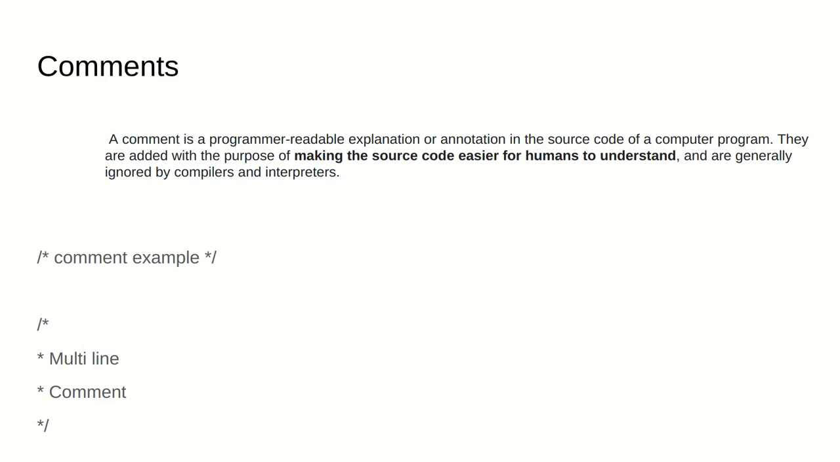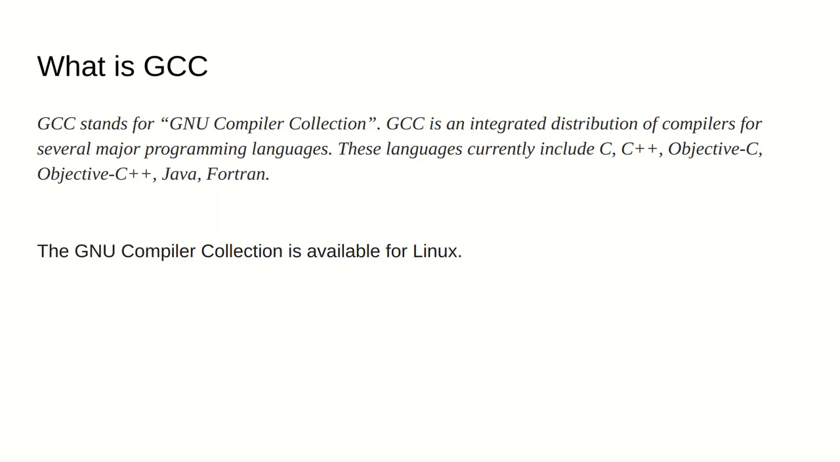So the first thing you need to look at is comments. A comment is a programmer-readable explanation or annotation in the source code of a computer program. They are added with the purpose of making the source code easier for humans to understand, and are generally ignored by compilers and interpreters.